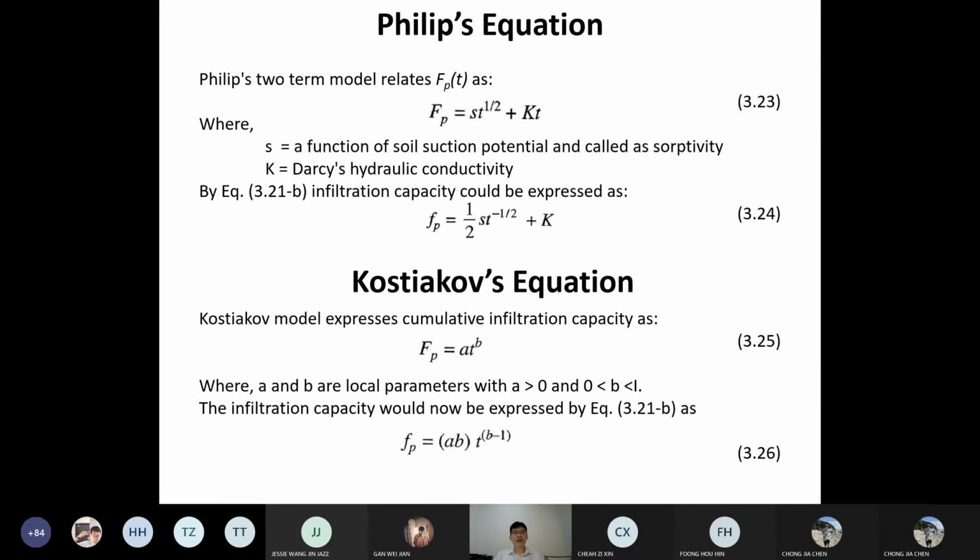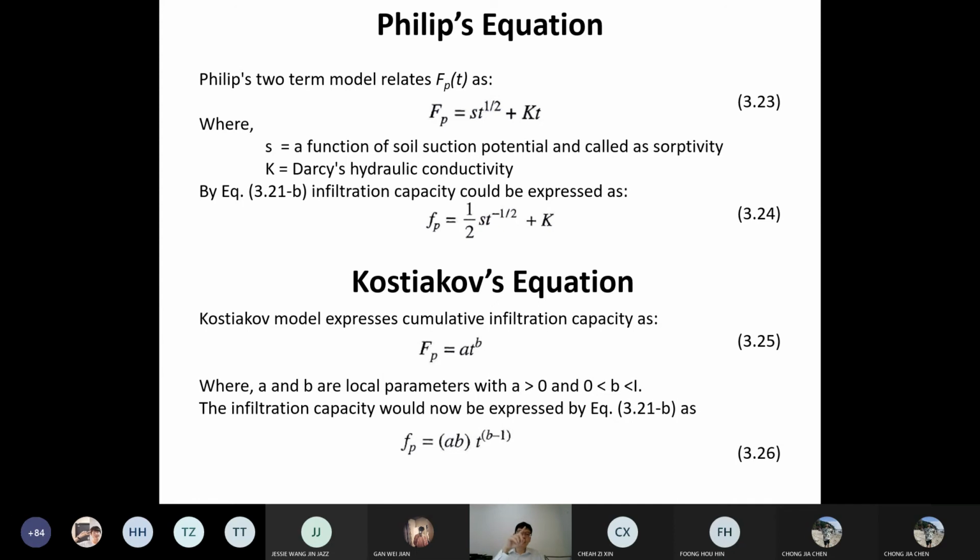Other people have proposed analogous equations. We have the Philip equation as well, and the Kostiakov equations. You can see they are slightly different, but the entire concept is the same. They try to know the cumulative infiltration. The cumulative curve is the infiltration water, which keeps increasing.